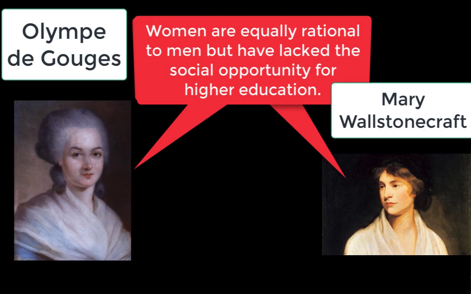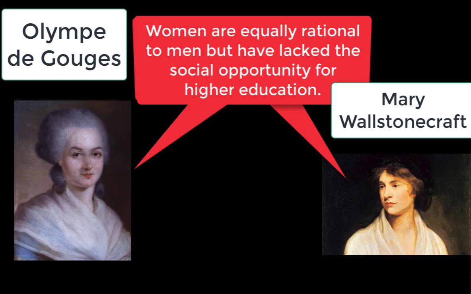Okay, one more individual, or really two individuals. So far, note that all the individuals in the Enlightenment rebellion were men. Not too surprising, given that women at the time were not really allowed to have a higher education. But two brilliant women changed this. There was Mary Wollstonecraft and Olympe de Gouges.